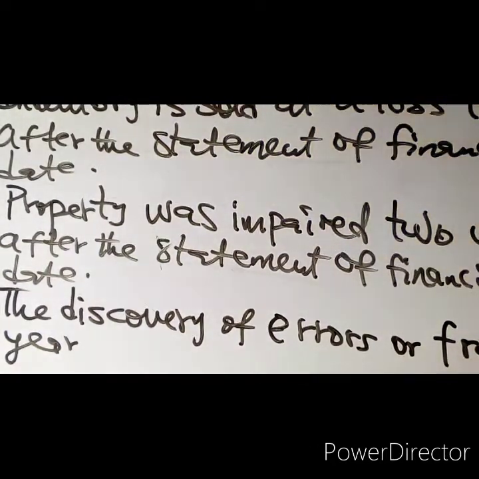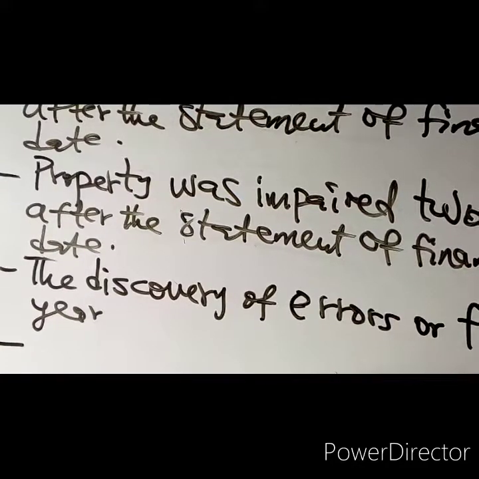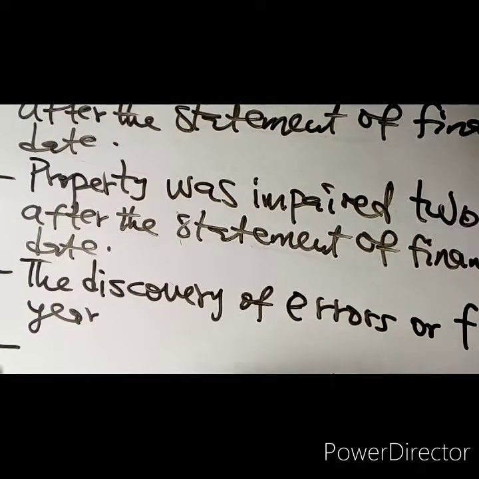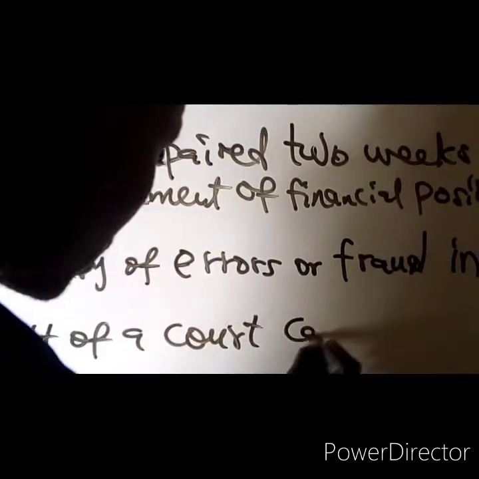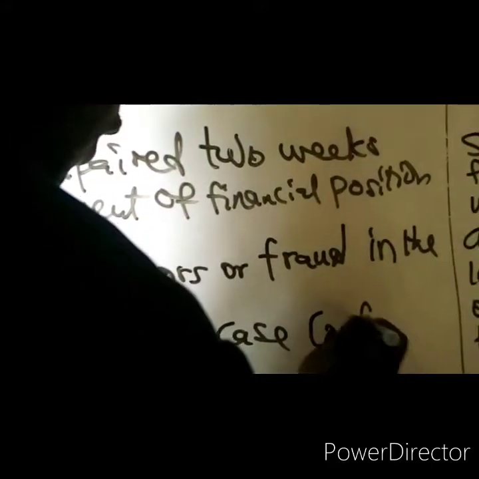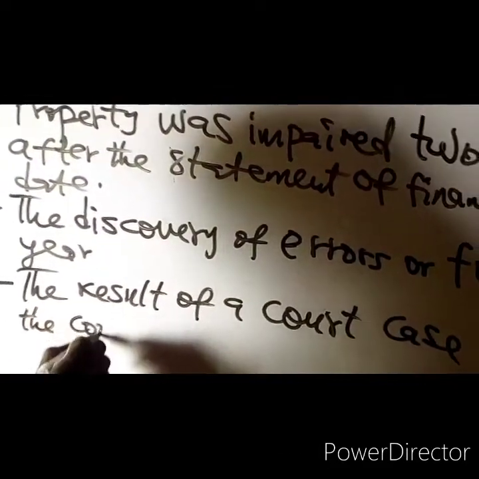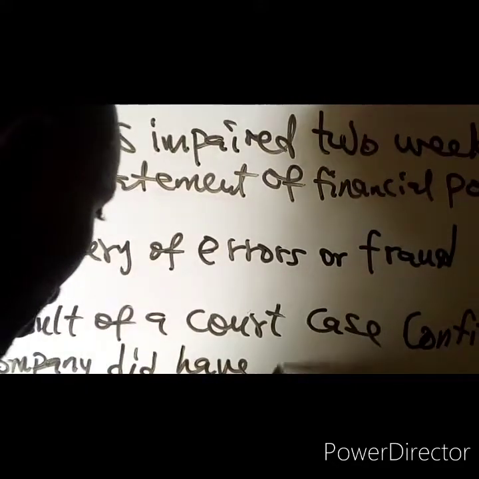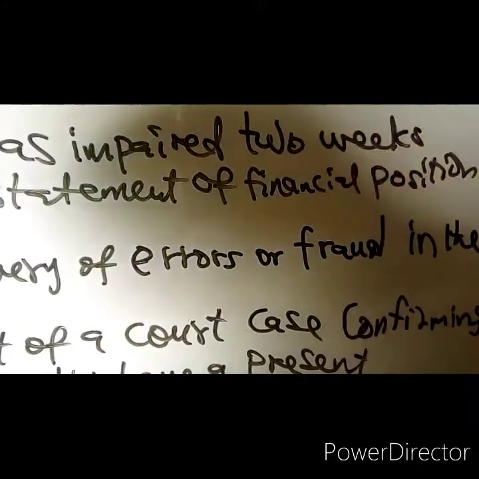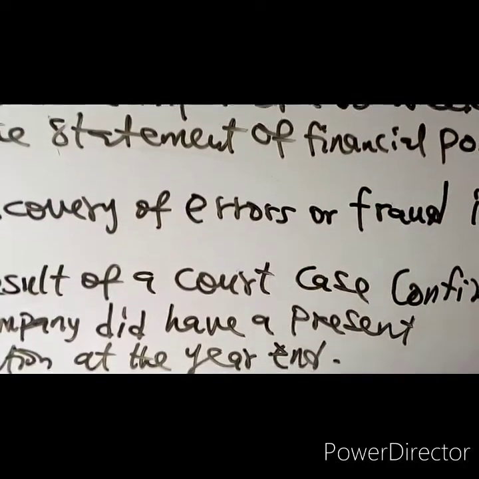Number 5, we have the result of a court case confirming the company did have a present obligation at the year end. This is an adjusting event.